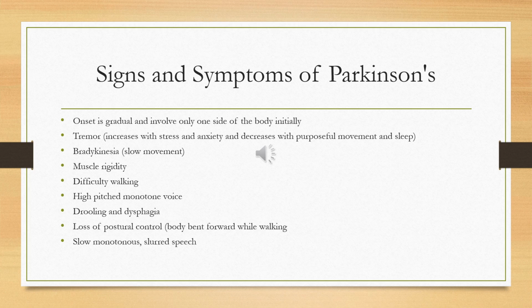If we're talking about drooling or dysphagia, dysphagia meaning difficulty swallowing, then they might be at risk for aspiration. If they're having difficulty swallowing, then maybe their nutrition decreases because they're not able to eat like they need to. So you need to think of all of these things that could be happening for this person. They might walk bent forward, again putting them at risk for falls and things like that.